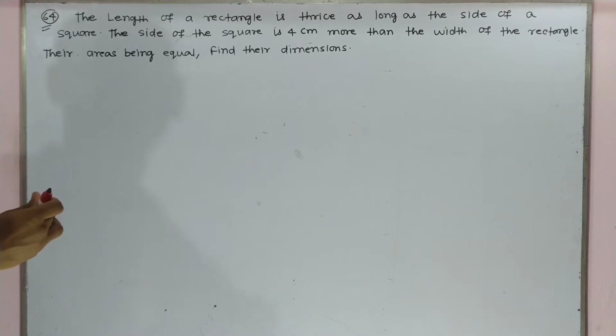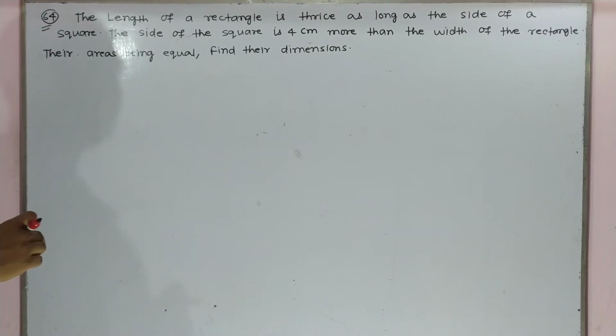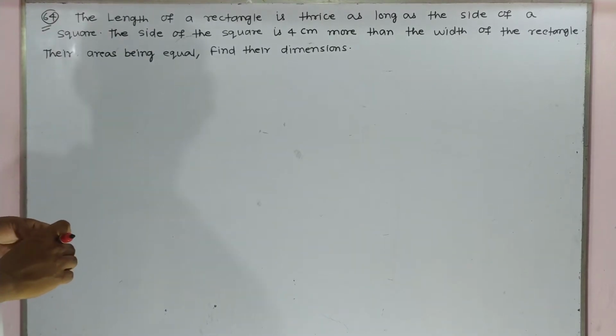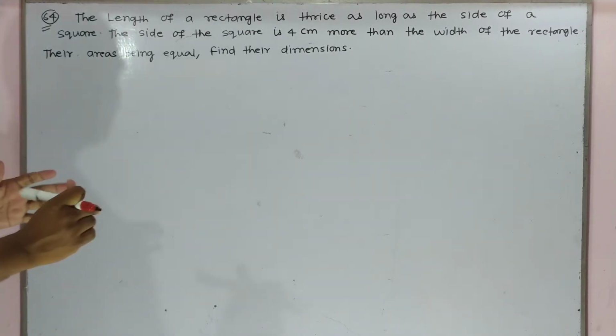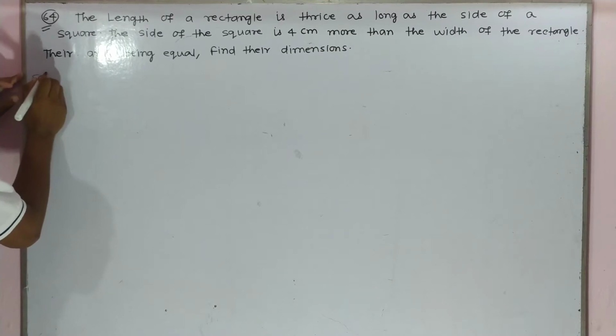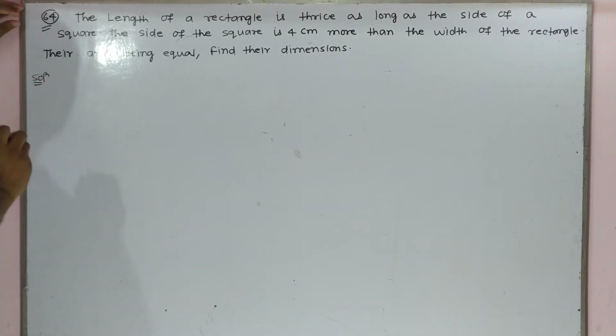Let us see question number 64. The length of a rectangle is thrice as long as the side of the square. There are two things, a rectangle and a square. Let us see the solution of this question.